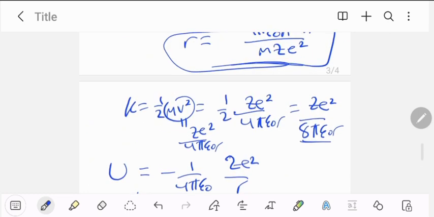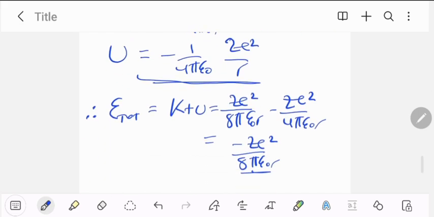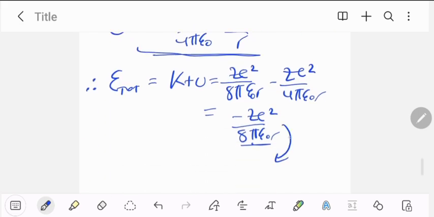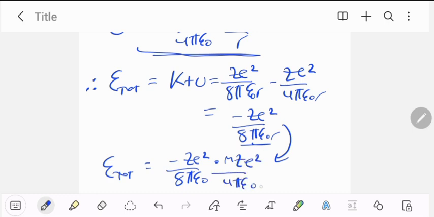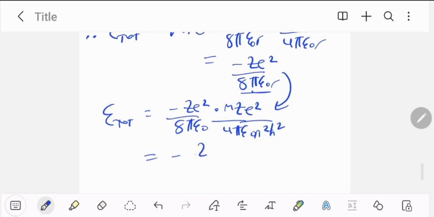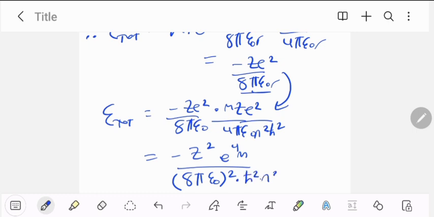Let's now plug in the equation for R, this thing here, into this. And here's what we get. E total is minus ZE squared over 8 pi epsilon naught times MZE squared over 4 pi epsilon naught N squared H bar squared. Simplifying, you get minus Z squared e to the 4m over 8 pi epsilon naught squared times H bar squared times N squared.